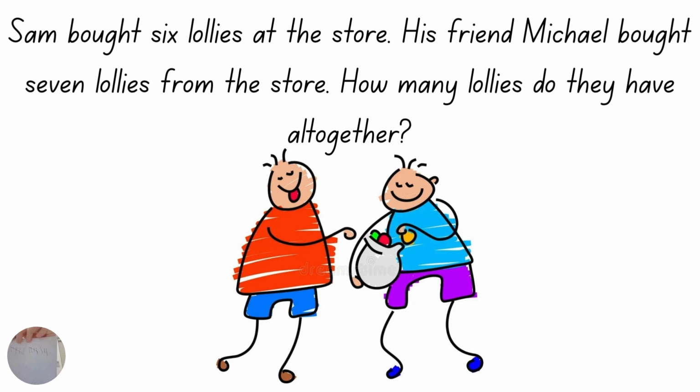And again, 1 and 2, we're going to count by 5s. 5, 10, 11, 12, 13. So how many lollies do they have together? Are you 1 and 2? They have 13. Very good.